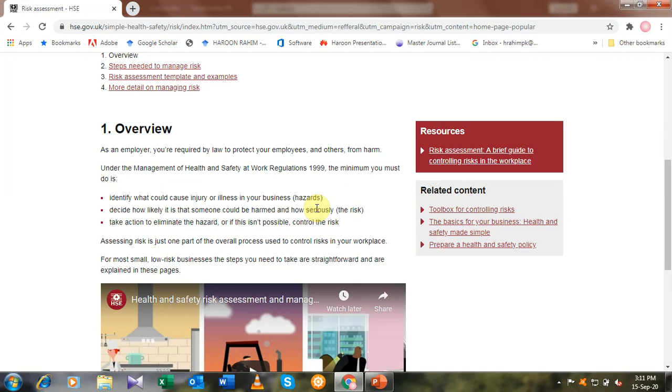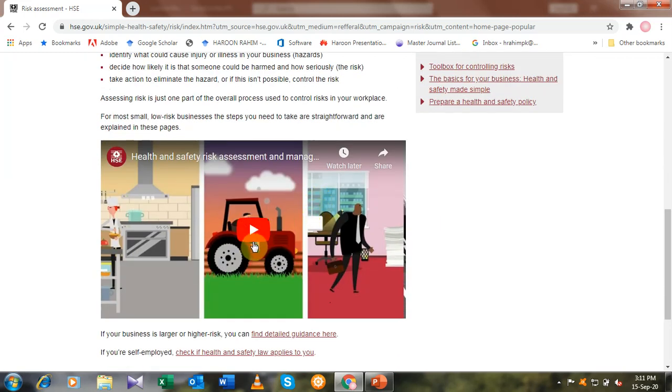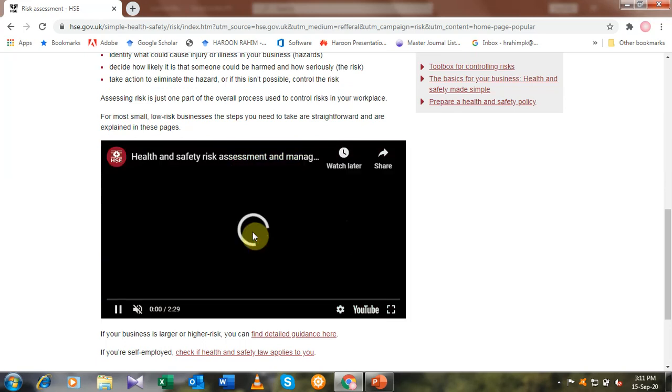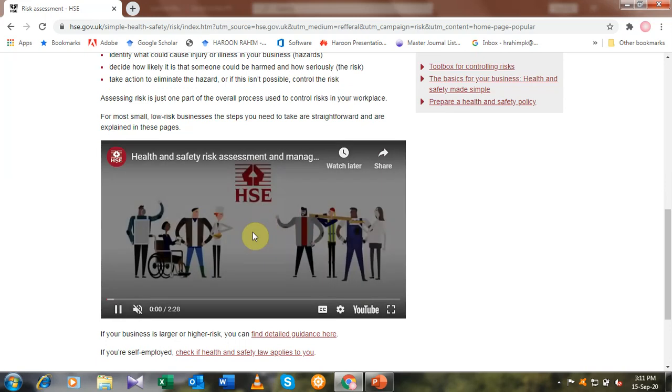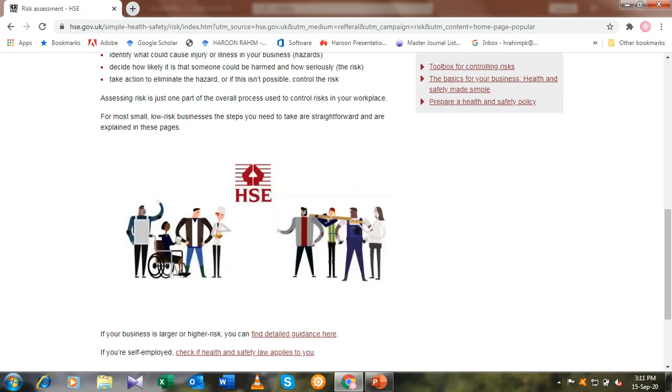Assessing risk is just one part of the overall process used to control risk in your workplace. For most small, low risk businesses, the steps you need to take are straightforward and are explained in the pages, that is the health and safety risk assessment guidelines.